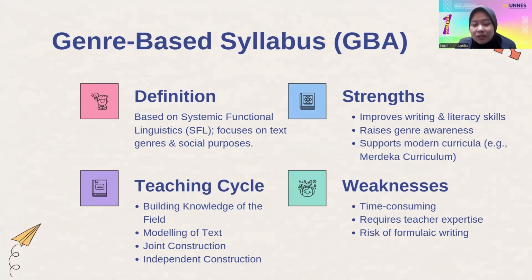It's based on systemic functional linguistics, or SFL, which views language as a tool for making meaning in social contexts. So students are not only learning grammar or vocabulary, but also how to use language appropriately depending on the context and purposes. Okay, there are four cycles in this GBA.